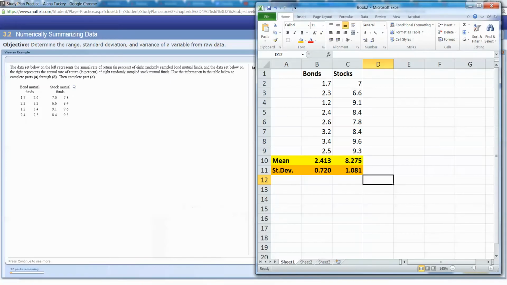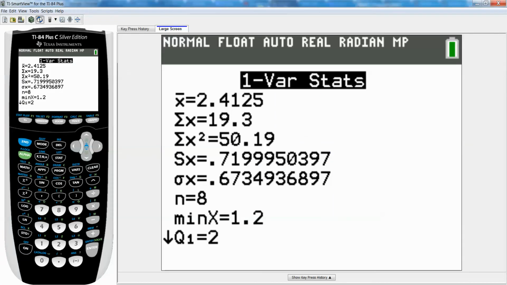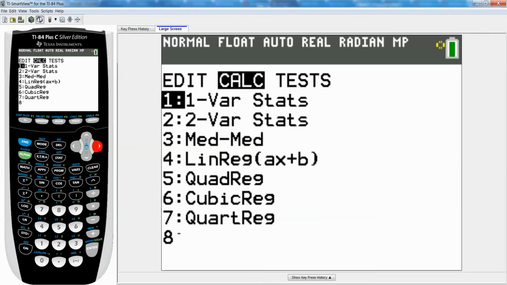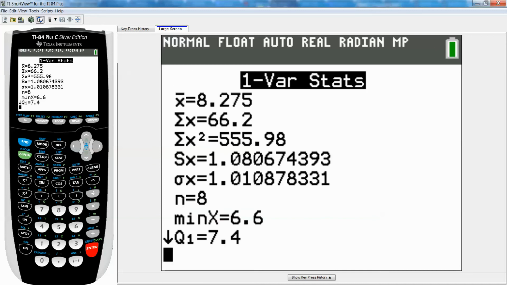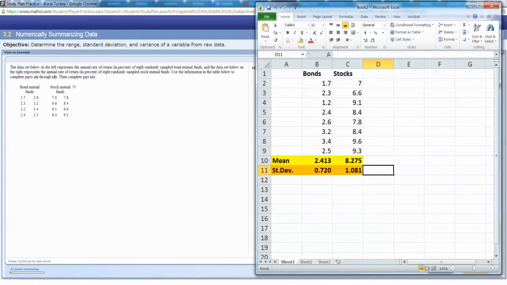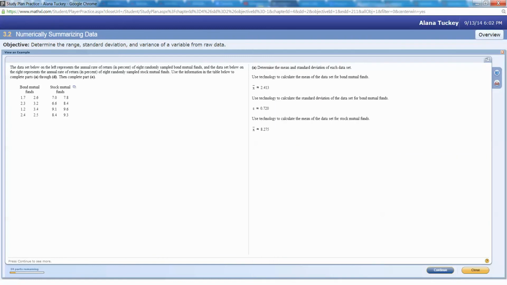Okay, so it's typed right here. And then I want to do it again for the other data set, for the stocks. So I press stat, move to the right to calculate, pick number 1, and I'm going to say second 2, so that's L2. Go down to calculate and press enter. And then there's the standard deviation 1.081, and 8.275 is the mean. So you can see I already put those numbers right in there. Okay, so that's part A all done. We've got the means and the standard deviations.